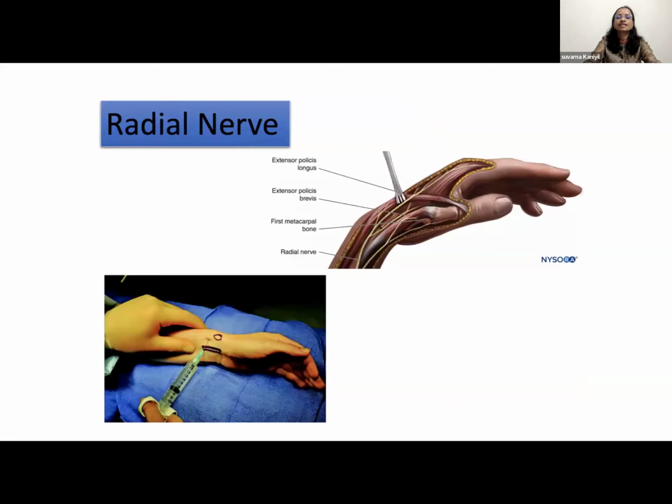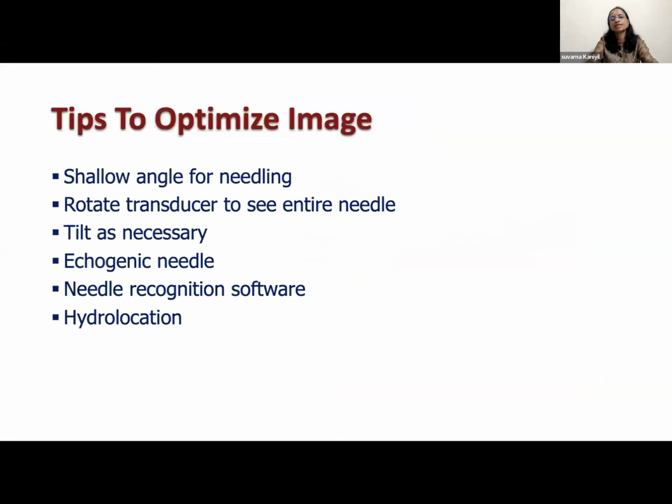Radial nerve near the styloid process, and some tips to optimize your imaging. You can always go for a shallow angling of the needle, because if your needle is passed at an acute angle, it will be difficult to visualize. And always try to rotate, or with some minor movements of your transducer, try to see the entire needle in an in-plane approach. That will save you from puncturing unwanted structures.